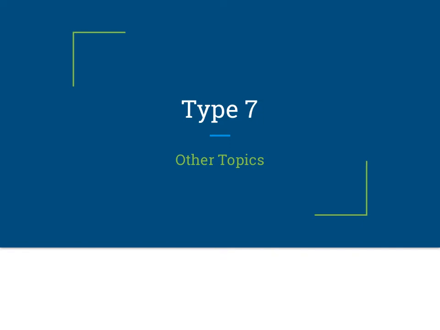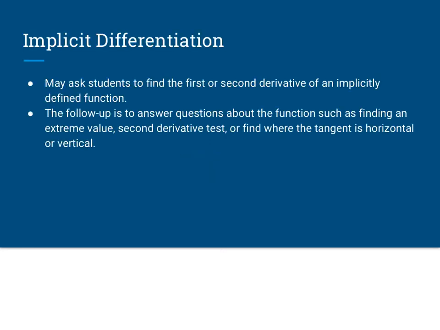Well, we've reached the last video on these FRQs, and this one is called Other Topics. Now, generally, these other topics show up as parts of FRQs. The first common topic other than the other six is implicit differentiation.